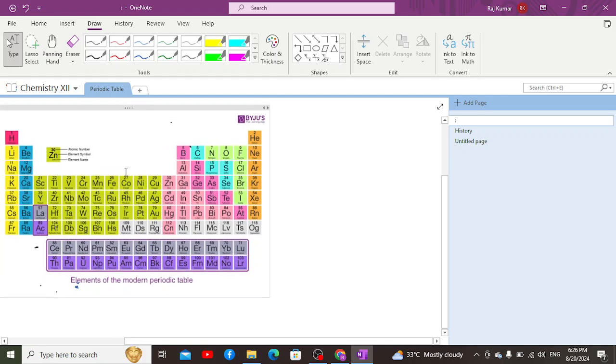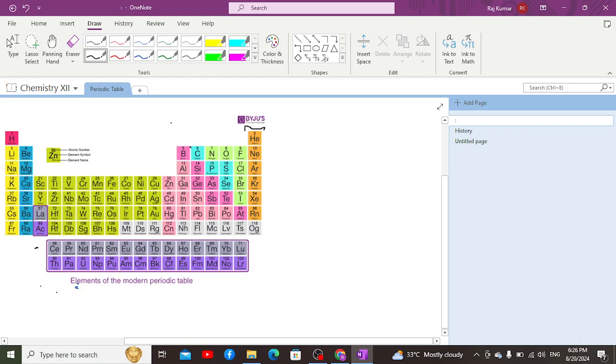The basic concept of the periodic table is that it is made up of seven periods, seven horizontal rows, and 18 vertical columns. These rows are known as periods, and those 18 columns are known as groups.